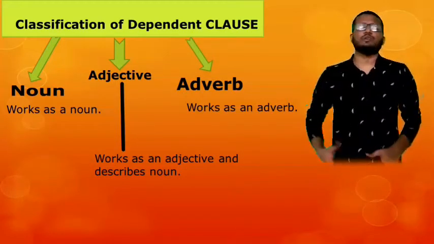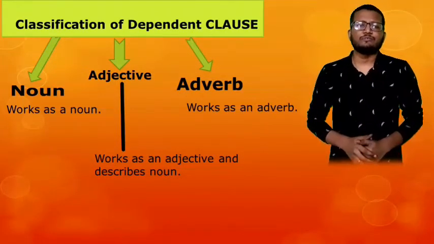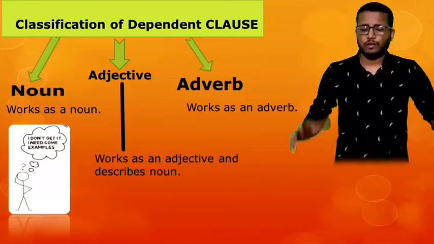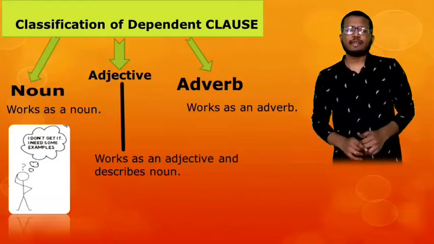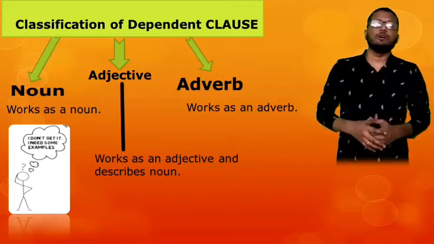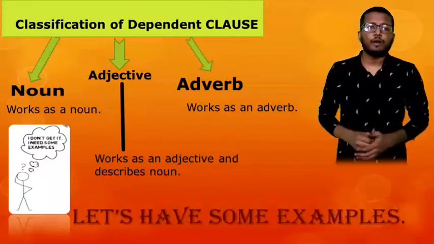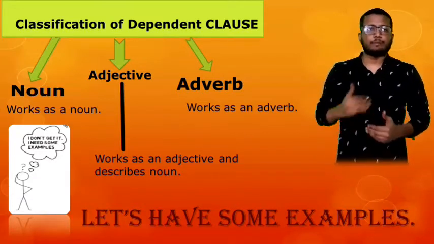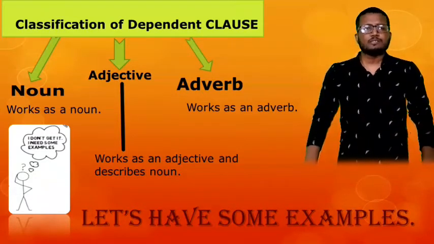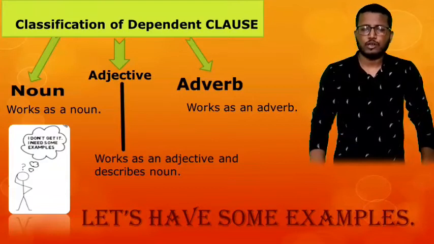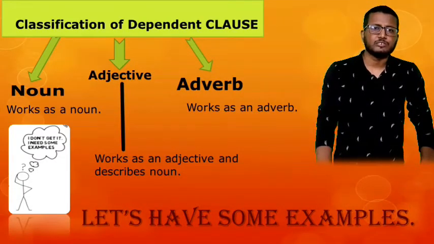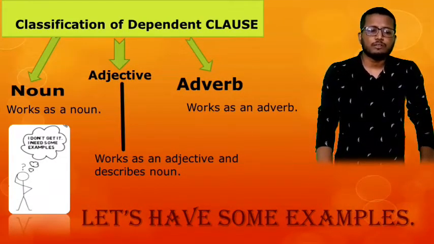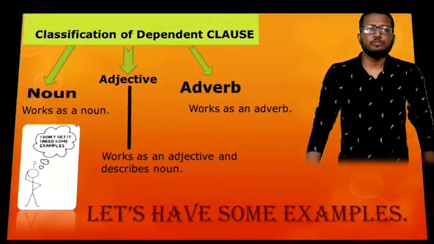Sir, what you are saying I can't understand. If you give some examples, then it will be very easy. Why not? I am here for you, with you. So let's have some examples. Now I am going to give you examples one by one, about the noun clause, the adjective clause, and the adverb clause. After getting the examples, your problem will be solved. Now let's go to the example page. First of all, the noun clause example I am going to give you.